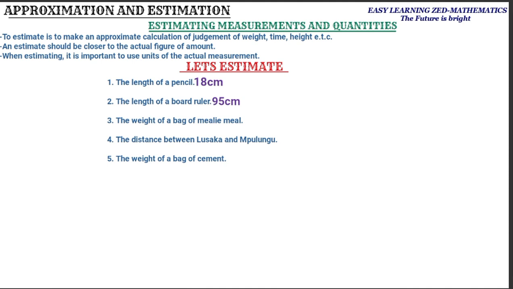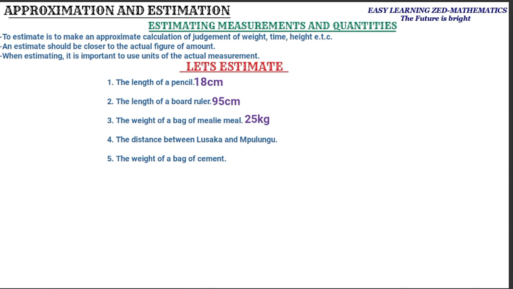Let's go to question 3. The weight of a bag of meal, the bags of meal we buy from the shops. Most of the bags are written 25 kg, but if you measure them, I'm sure they can't be exactly 25, they can be 26, 27, even sometimes 24, 23. So the approximate I can give is 25 kg.